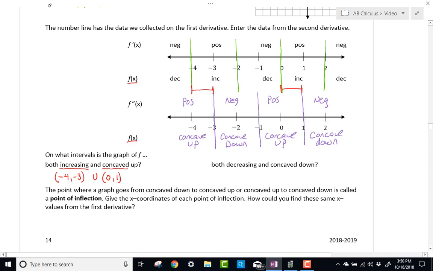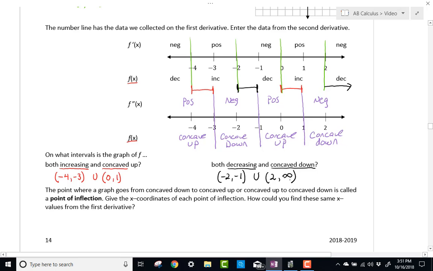And then it says, where is f of x both decreasing and concave down? Okay, so now we're looking for decreasing. Okay, so f of x is decreasing at first from -∞ to -4, but it's concave up. So we skip over to the next decreasing interval. We are decreasing here and concave down in this interval from -2 to -1. Alright, so we know -2 to -1 is one interval. And is there another one? Decreasing, concave up, increasing, decreasing, concave down. So from 2 to infinity, I'm decreasing and concave down. Alright?